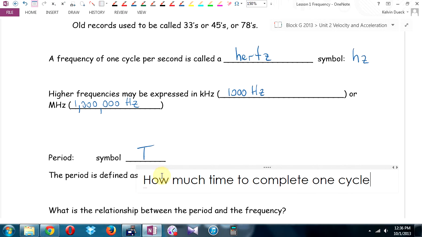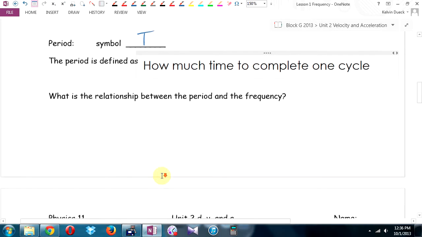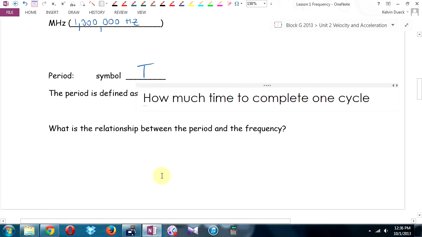What's the relationship between the period and the frequency? Put your pencils down. I'm going to make up an easy example, and then hopefully you'll go, aha, and then we'll do a tougher example.